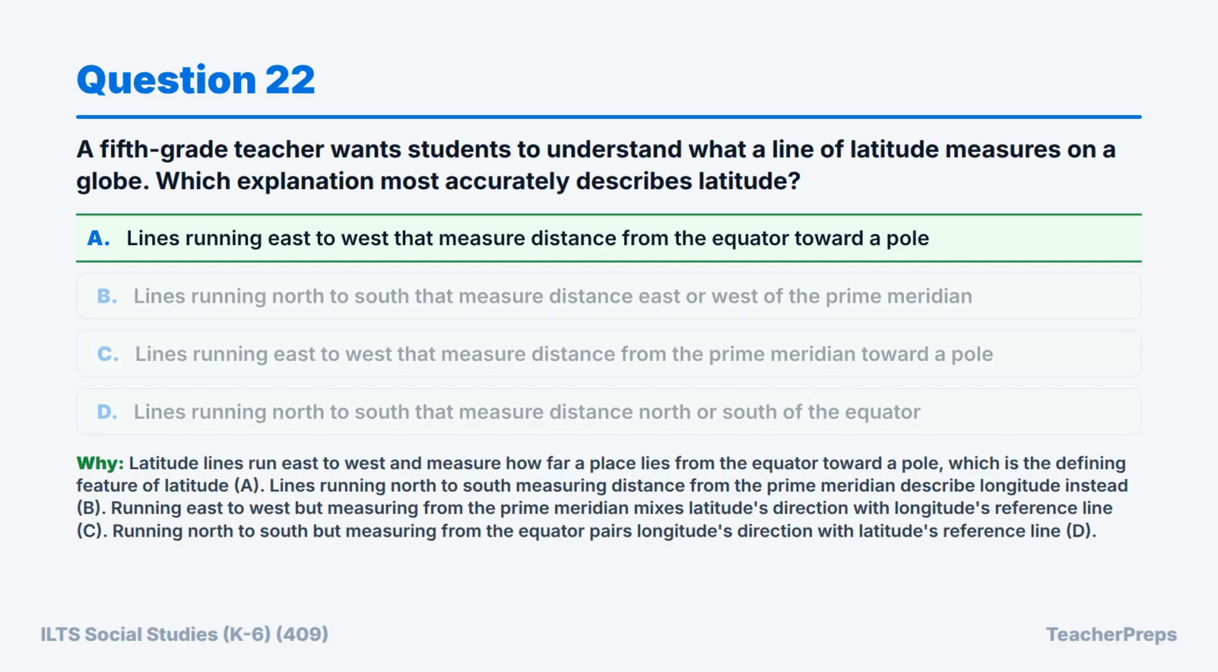B. Running east to west, but measuring from the prime meridian mixes latitude's direction with longitude's reference line. C. Running north to south, but measuring from the equator pairs longitude's direction with latitude's reference line. D.